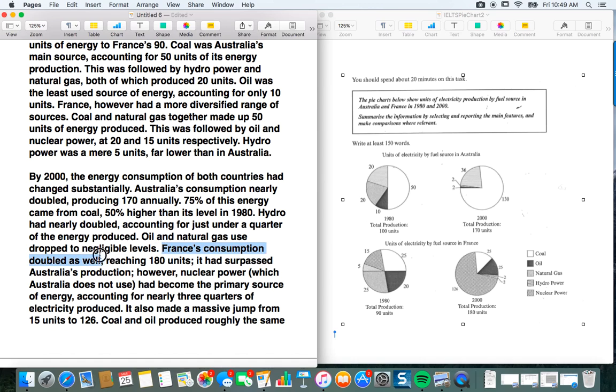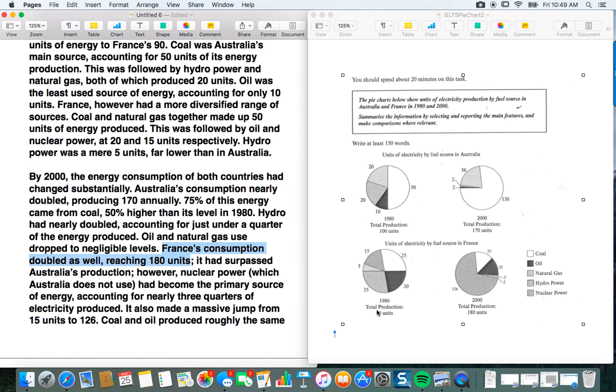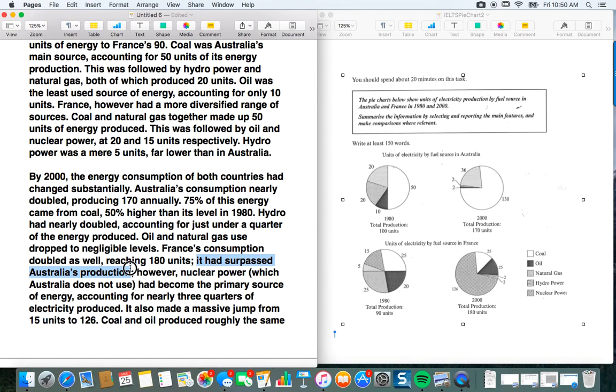Then France's consumption doubled as well, reaching 180 units. So overall, to make the point that here it's 180 and here it's 170, which has changed. So remember, 100 to 90, so Australia was bigger than France, but now France is bigger than Australia. So I wrote, it had surpassed Australia's production. Okay, done. Oops, and now let's avoid having two semicolons there.